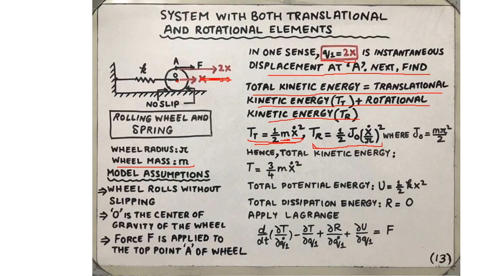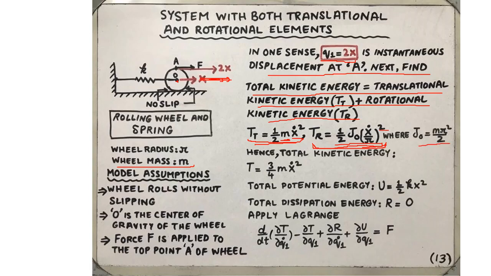But the wheel also has rotational kinetic energy due to its rotation about the center, O. That is half times its mass moment of inertia, J naught, times theta dot square, and theta is the angular displacement. And we know that, although the expression for that is not explicitly written, theta is just the displacement x divided by the radius of the wheel. So that is going to be x divided by r. When the time derivative is taken, that becomes x dot divided by r whole squared.